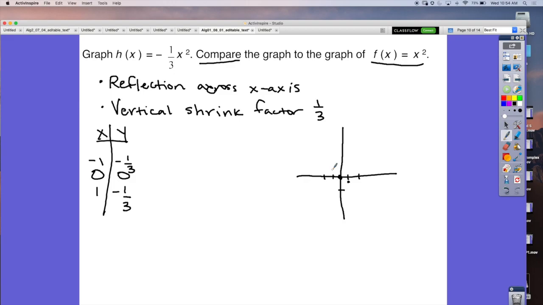If you came out positive 1/3, look what this graph is going to look like. I'd put it up here, which is going to cause it to be a straight line. These are not linear equations. They are quadratics. They are all parabolas.